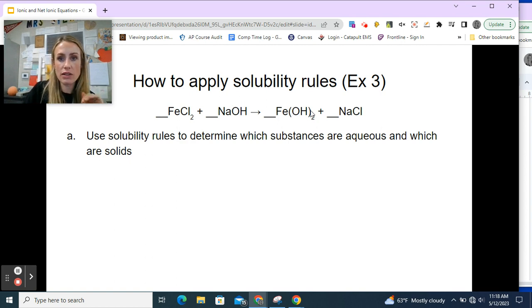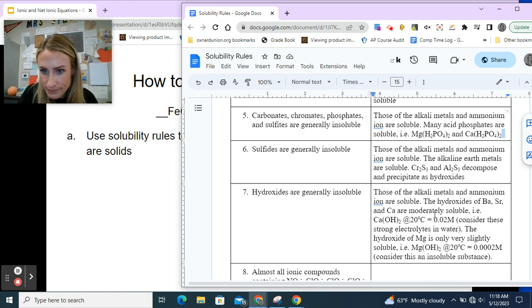And then we want to look at iron 2 hydroxide. Again, hydroxides are generally insoluble, and iron is not an exception here. Since iron is not an exception, we are going to write an S next to the iron 2 hydroxide because it is insoluble in solution.